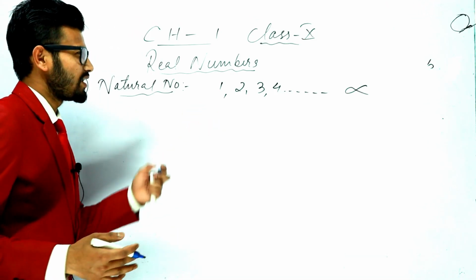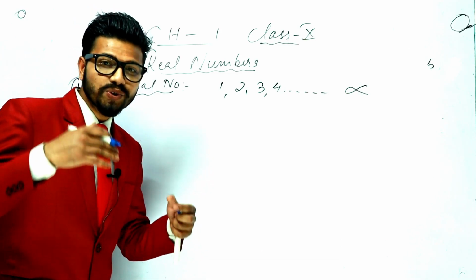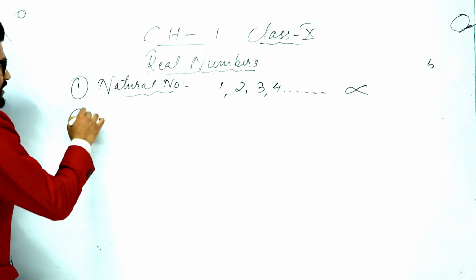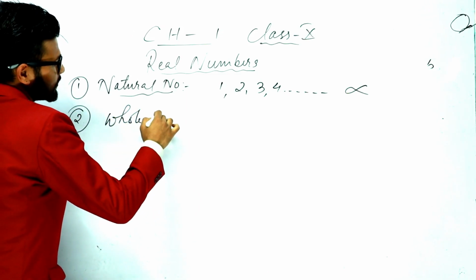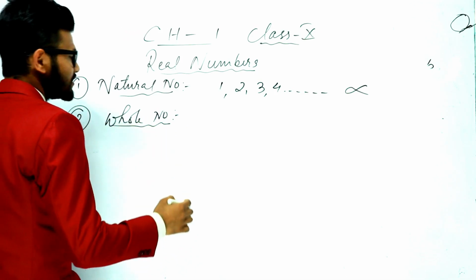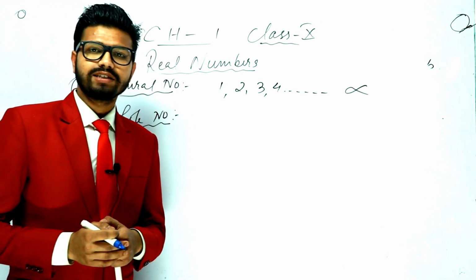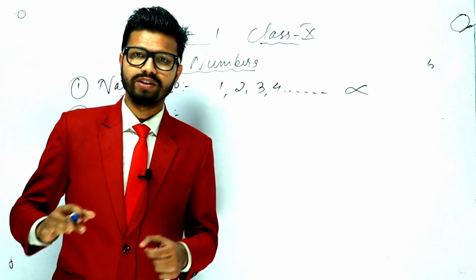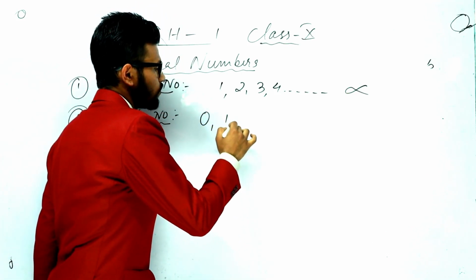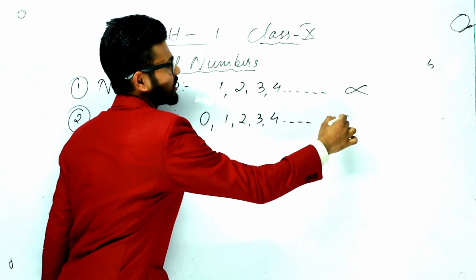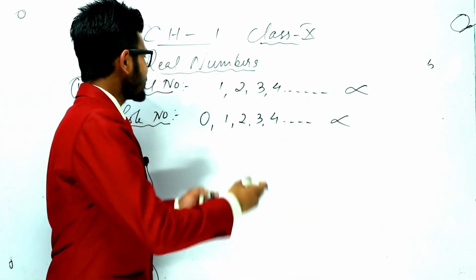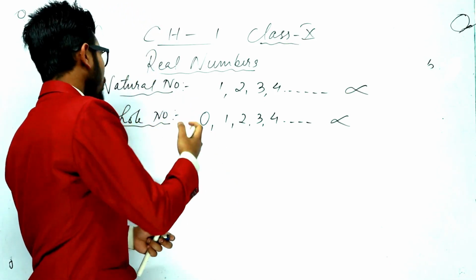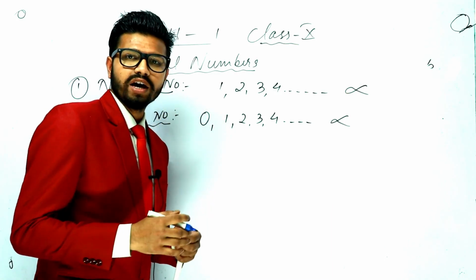I'm not making you write the definition, it will not come in your exam. It's just to rewind the earlier concept you have already learned. Now number 2 is the whole number. It's quite similar, but the whole number sequence starts from 0 and goes to the positive extent: 0, 1, 2, 3, 4, infinity. The natural number sequence starts from 1, while the whole number sequence starts from 0.